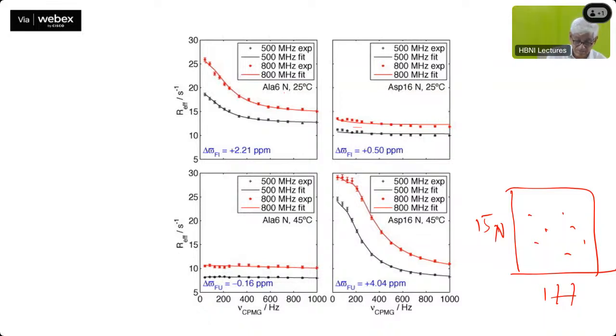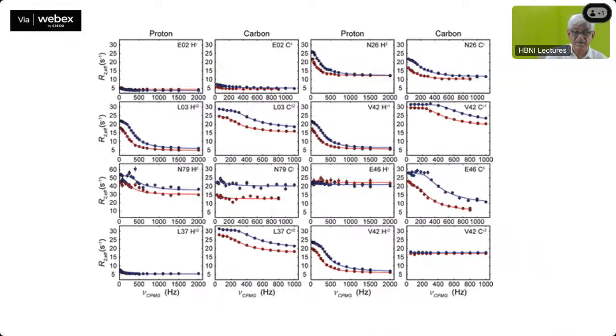Okay, so these are the folded and unfolded exchange rates, in ppm. These are two typical data sets for given proteins. Here are more data sets for different kinds of nuclei. You can measure this on proton, or on carbon, and for various kinds of residues. You can see here there is almost no contribution, almost flat, very little, and then this one shows much larger.